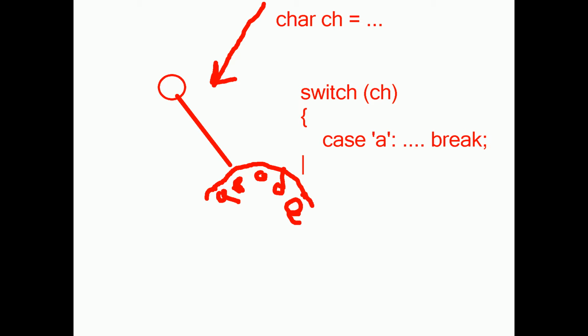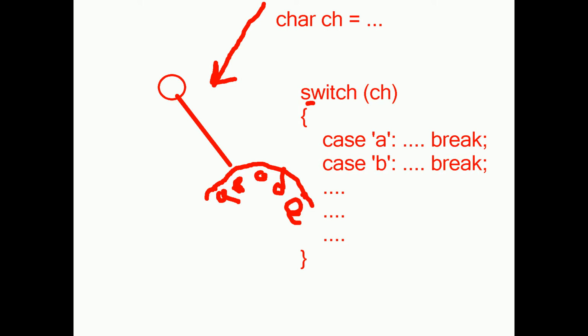We'll talk about this break later on. Then we have another case with another possible value. Then we have some other code and another break over here. Well, we'll talk about that break later. And so on, and so on, and so on. So that's what we can have in a switch case statement.